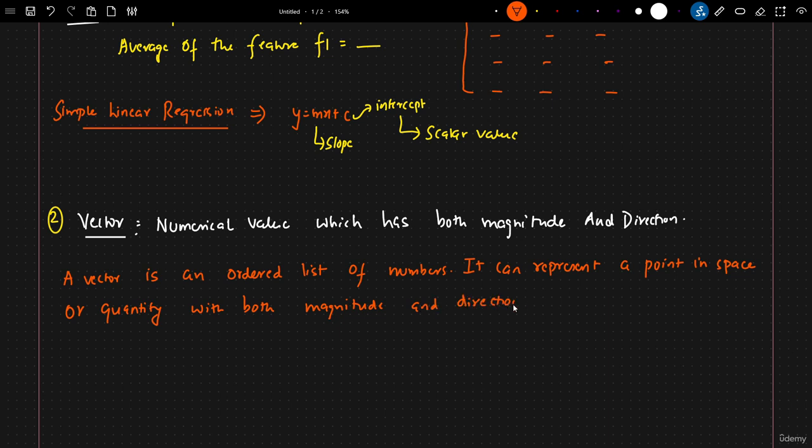Now let's talk about this. This is a really important definition. I've given two types of definition. One is in terms of physics. One is in terms of data science. First of all, we'll take an example with respect to the first definition. It is a numerical value which has both magnitude and direction.